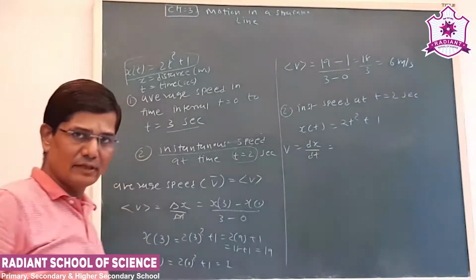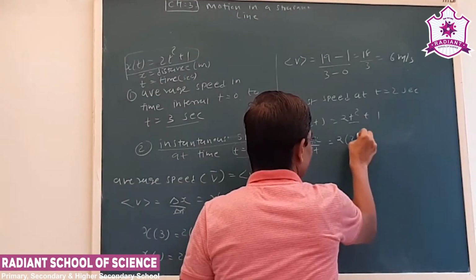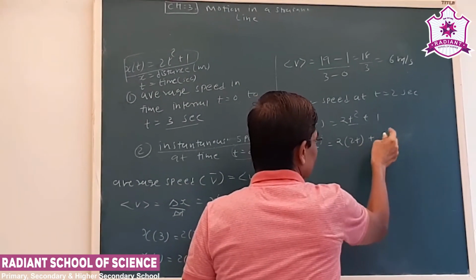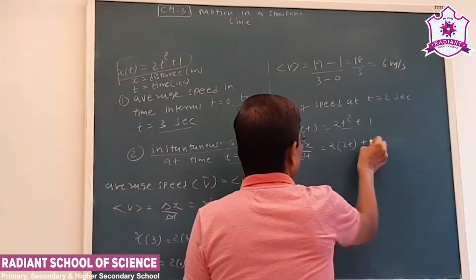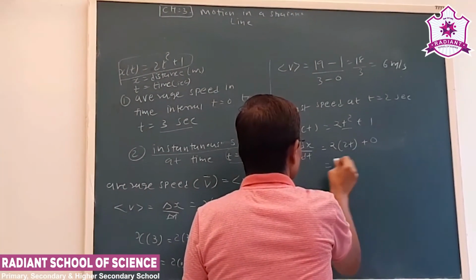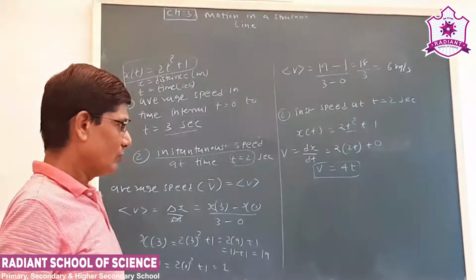Now just now we have seen the rules. See, 2 is a constant term. The derivative of t square is 2t. Now 1 is a constant term. It does not contain any term with t, so the derivative will be 0. So the equation for the instantaneous speed is 4t.